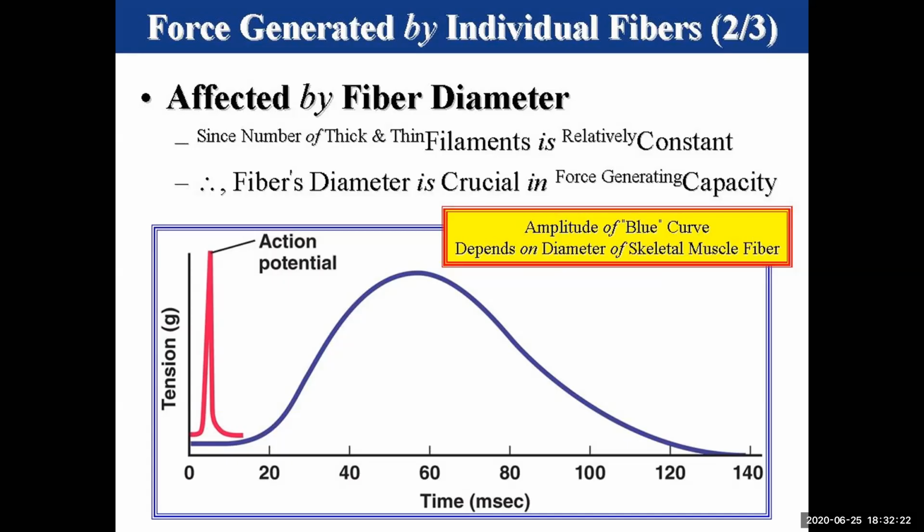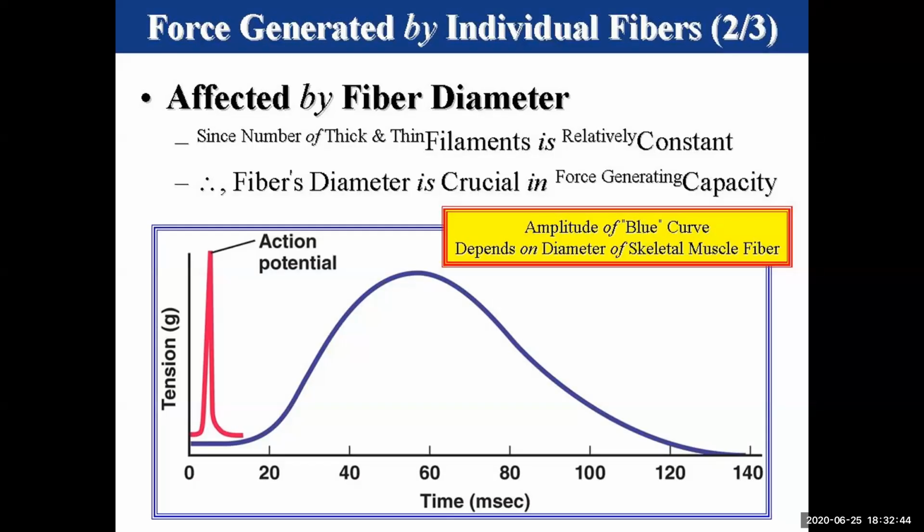So, force generated by individual fibers: the second factor is the diameter of the cell, the diameter of each skeletal muscle fiber. It dictates the tension that a skeletal muscle fiber, a skeletal muscle cell, can generate. The larger the diameter, the stronger the generated tension. The smaller, the more slender the skeletal muscle fiber, the weaker the tension being generated.